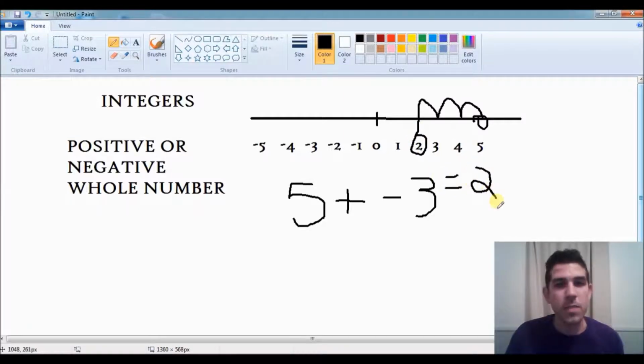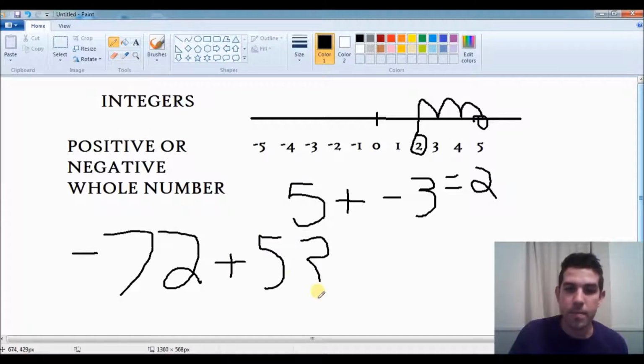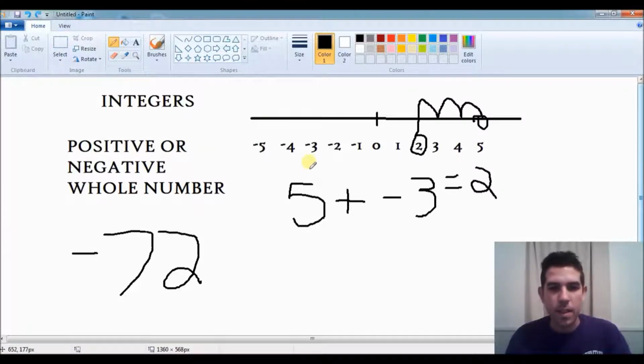However, that only works for small numbers. What if we had big numbers like negative 72 plus 53? We're not going to sit here and hop on a number line, so we need to think of a different way. The way I like to think about integers is as two rival clans fighting each other. So let's think about it that way.